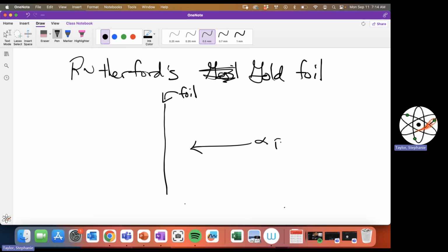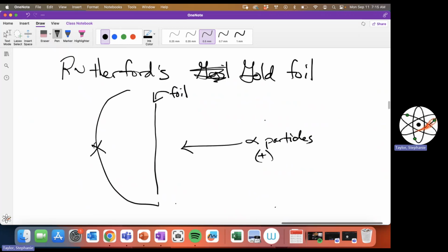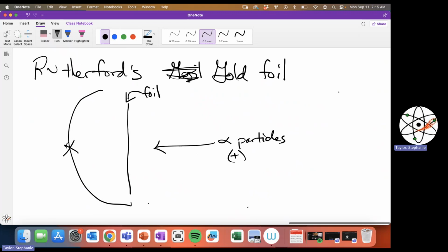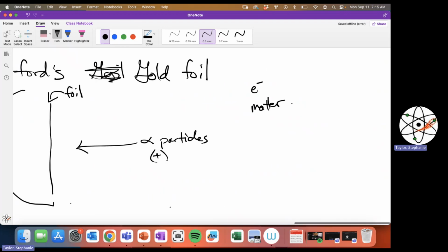And alpha particles are essentially a helium nucleus. So these are positively charged particles. And the expectation is that these will simply go straight through. So my detector's over here, and the assumption is that this is going to go straight through. The only thing that they knew about atoms at this point is that we had electrons, that they existed, and that those were in atoms, and they knew that matter was neutral. So they understood that since matter is neutral, there had to be positive stuff.